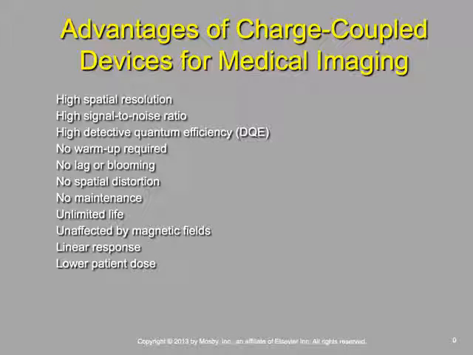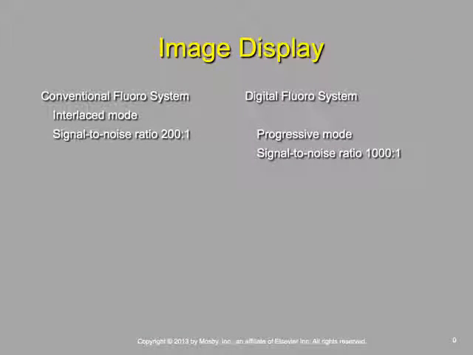There's no warm-up required. There's no lag or bloom around like metal. It doesn't have spatial distortion. We noticed that the magnification tube had kind of a slight curve shape to it that could distort things. And it's unaffected by magnetic fields, right? So the big thing driving all this is lower patient dose. And this is why the federal government's creating all these laws saying everyone needs to switch over to digital, because primarily it can result in a lower patient dose if we use it appropriately.